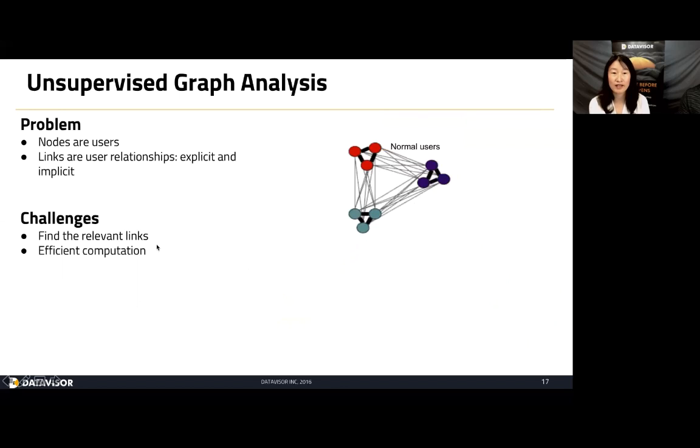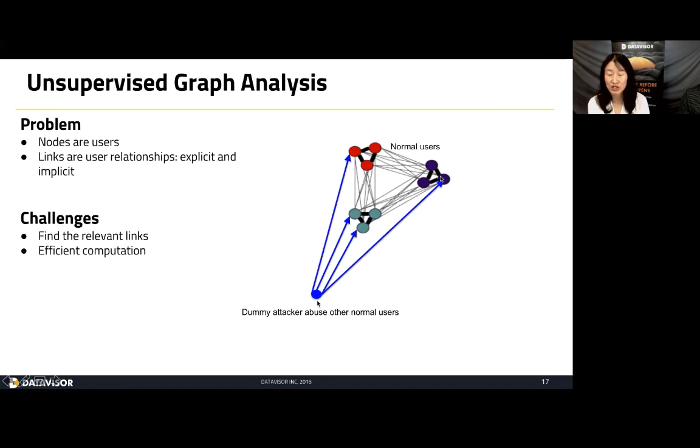Let's move to another set of unsupervised algorithms, which is graph analysis. We also start with a toy example here. This is a set of normal users. We can see some of the users are loosely connected with each other. Some are closely connected with each other, for example, family members. When a bad one comes, a dummy attacker can try to send spam messages to all these good users. It's very aggressive and it has a very little response rate. So by looking at the out-degree of this attacker and their behavior from the graph, we can easily identify this guy as a spammer.